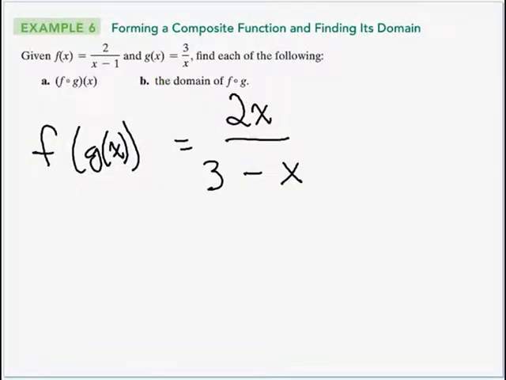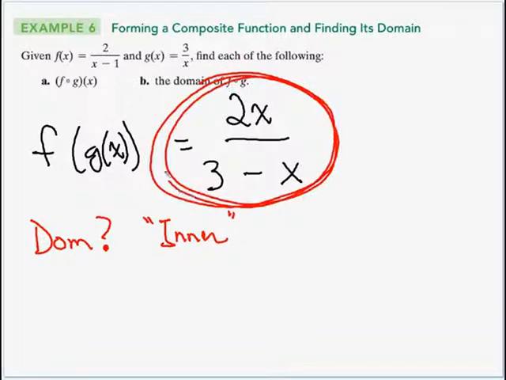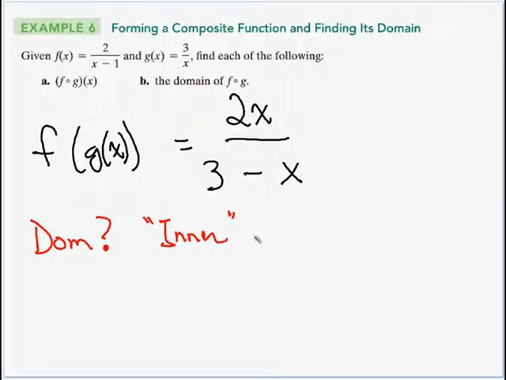Okay, so we have our composed function. What is its domain? First, let's look at the inner function's domain. The inner function is hidden here in this composed function. We compose the two functions together, but the inner function is hidden in there, and we still have to respect its domain. So the inner domain would be our inner function g of x.